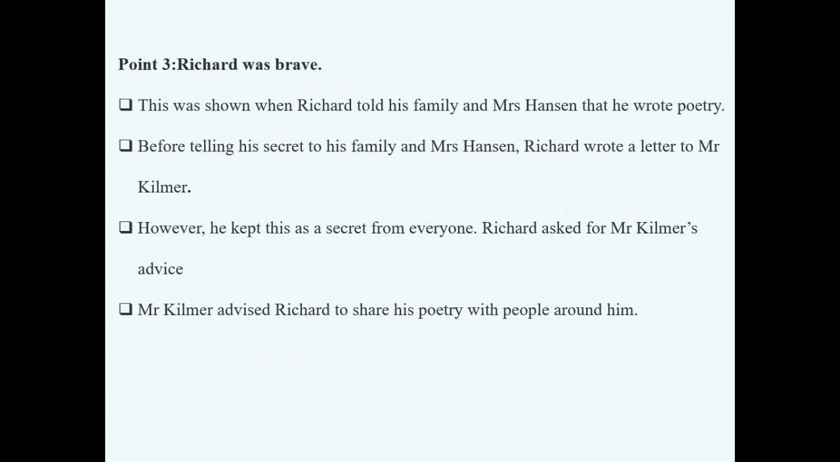Another good thing was that Richard was brave. He showed bravery because he told his family and Mrs. Hansen that he wrote poetry. Before that, it was a secret from the family and he had only told Mr. Kilmer. Mr. Kilmer had advised him to share his poetry with the people around him, so that he would not feel fearful of his capabilities. So he became brave and told them. These are my three points.